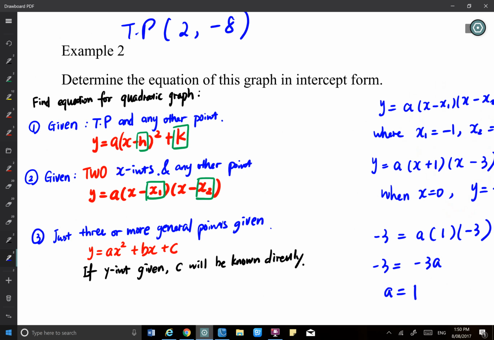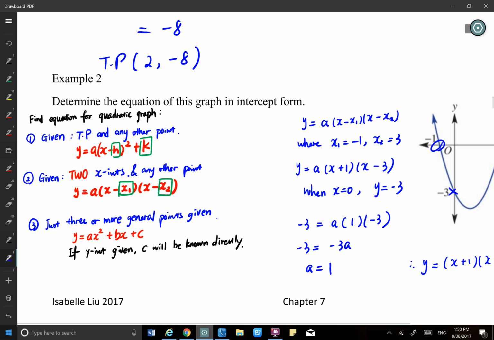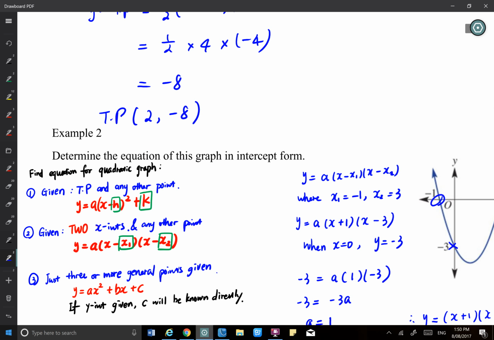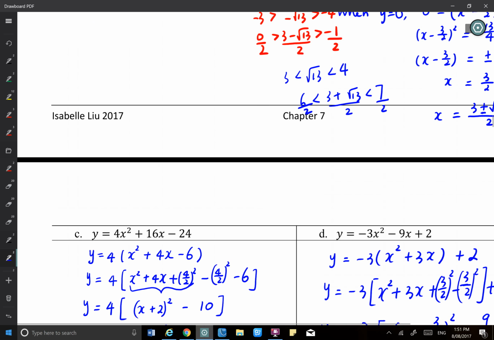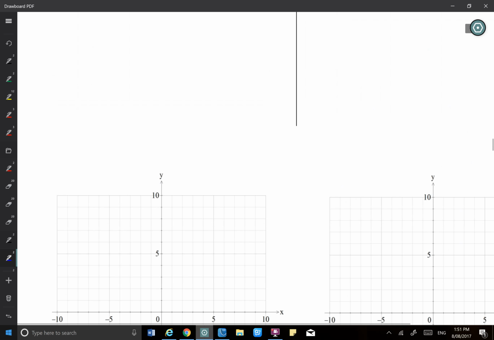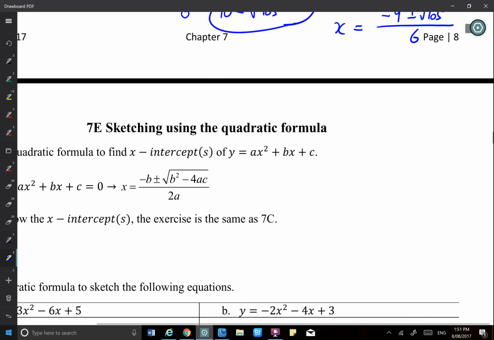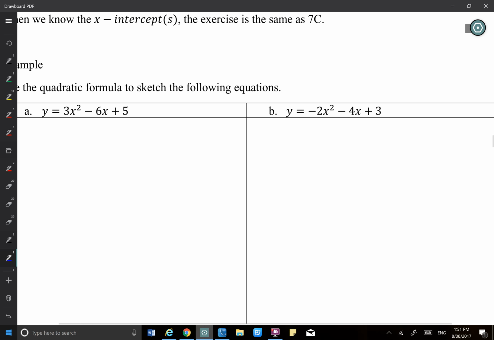Alright, so that's what I'm going to teach for today. That's type 2, how to sketch a quadratic using the factorized method, by looking at the x-intercept form. We find the x-intercepts first, then the turning point, and then we complete the shape of the graph. It's a reverse order compared to the turning point form. Just do some exercises, and tomorrow we'll do this page, page 9, 7E.